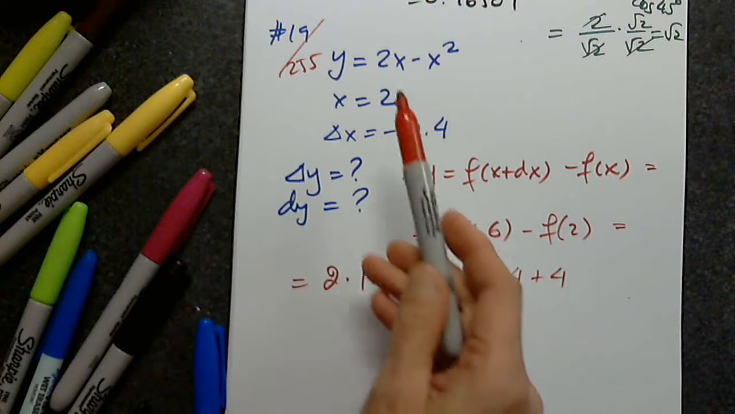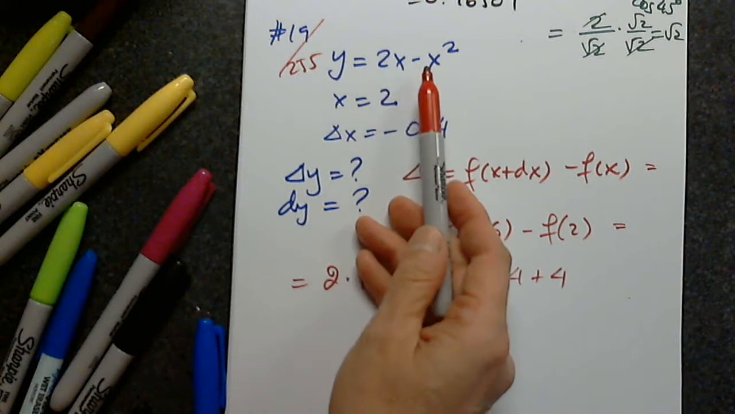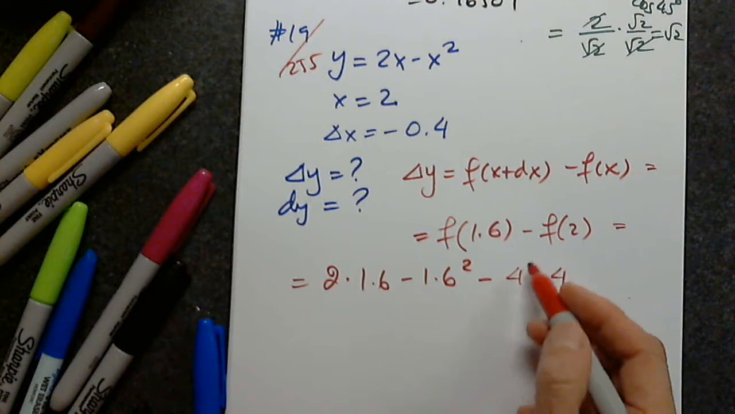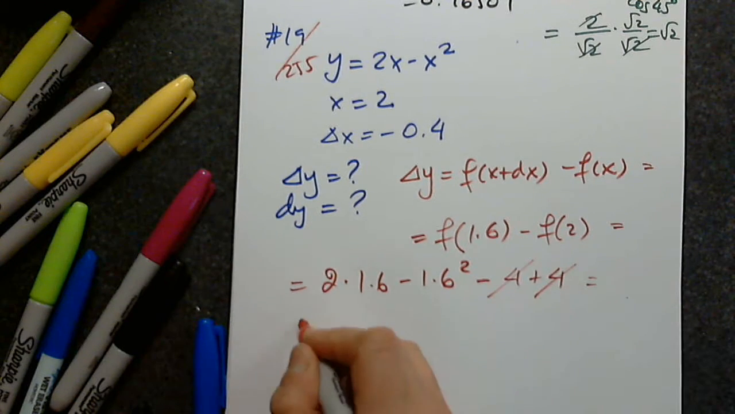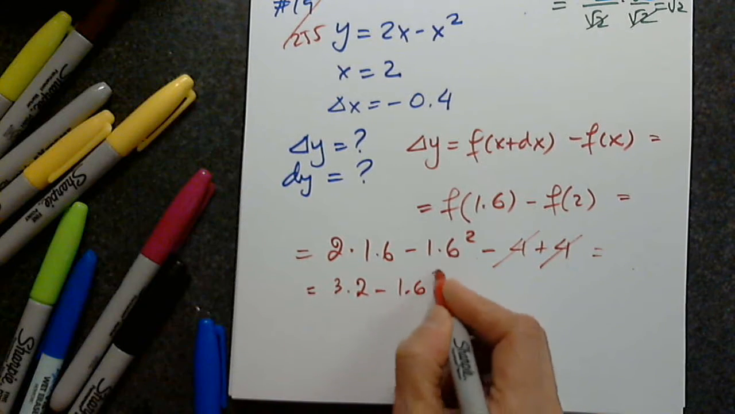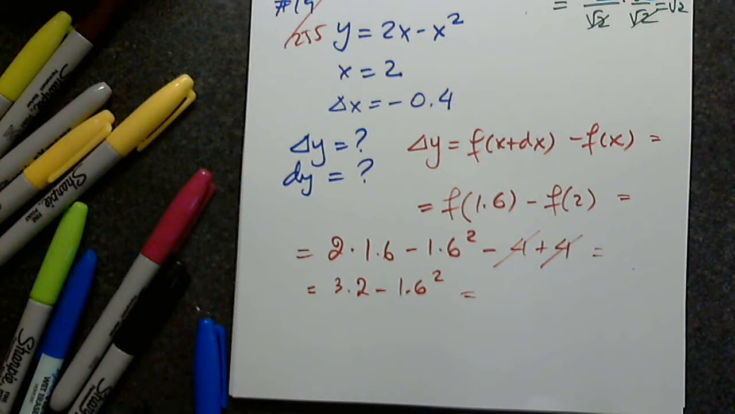So I have, when I distribute, when I put in 2, it's 4 minus 4, and I have to distribute -1. So these two go away. So this is 3.2 minus 1.6 squared. And this is the exact.